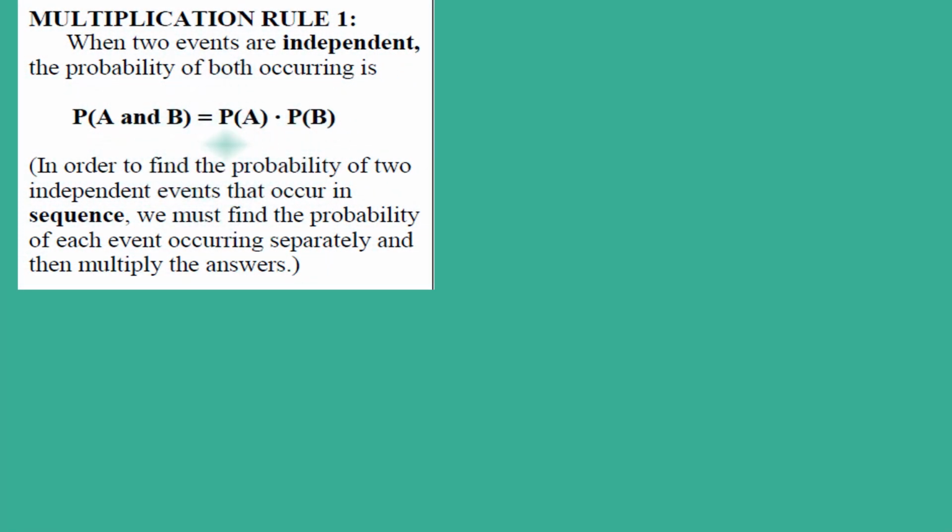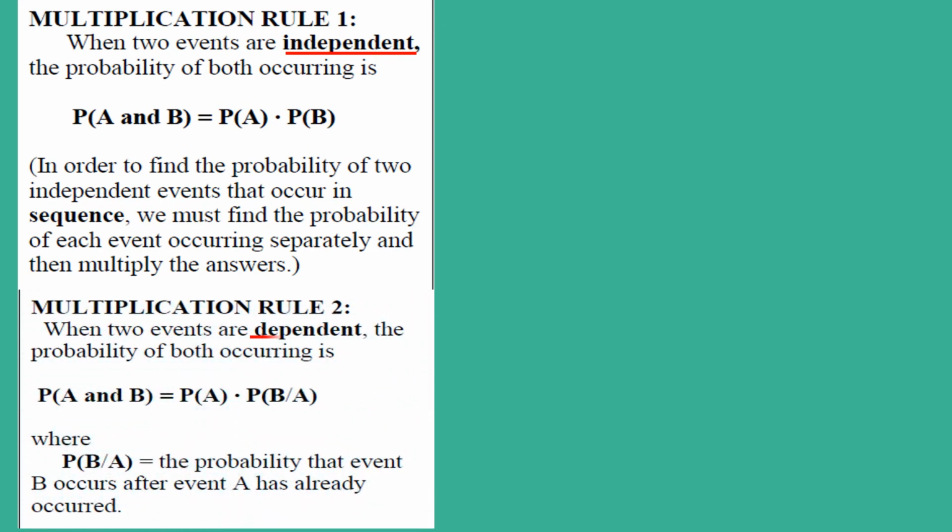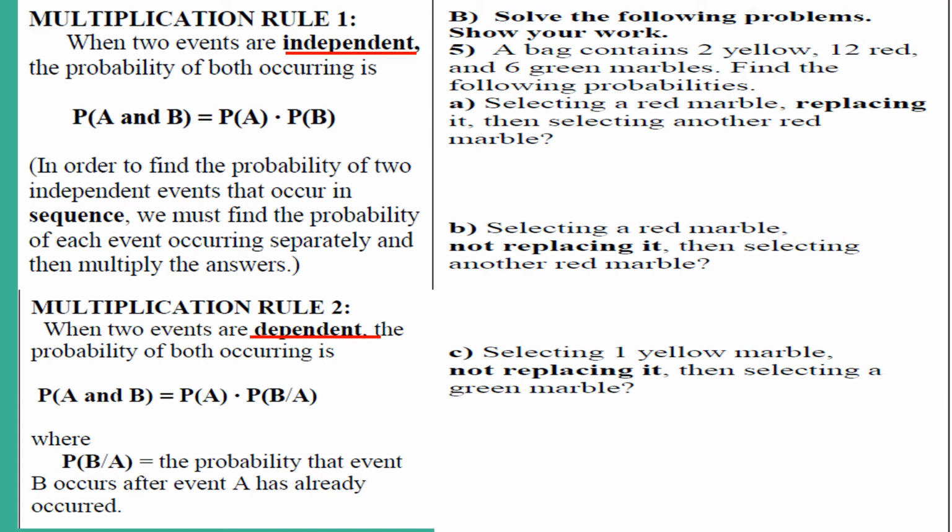So far, we have learned the formula for finding the probability of two events which are independent. And this is called multiplication rule number 1. For dependent events, we use multiplication rule number 2 to find the probability of two events. The probability of A and B equals the probability of A times the probability of B given that A has already occurred. Example, a bag contains 2 yellow, 12 red, and 6 green marbles.